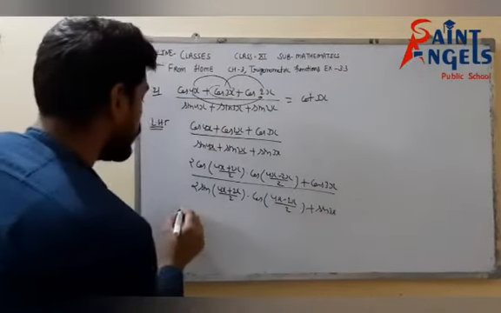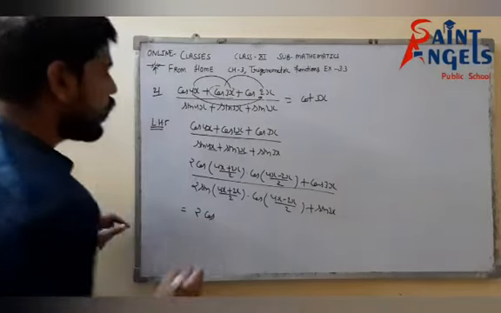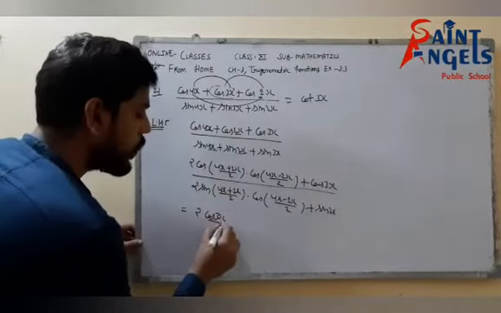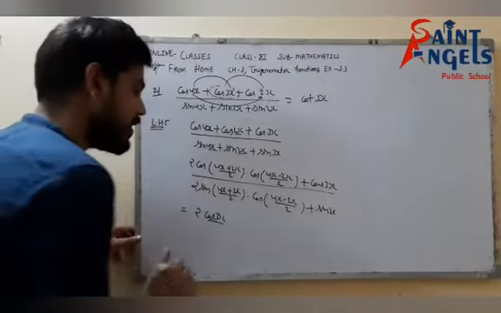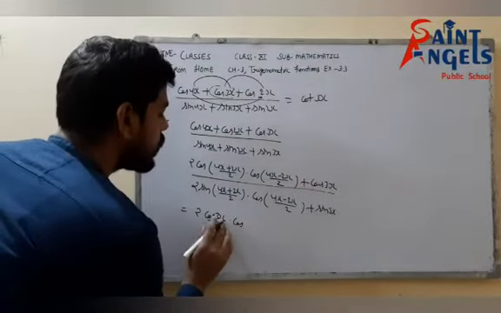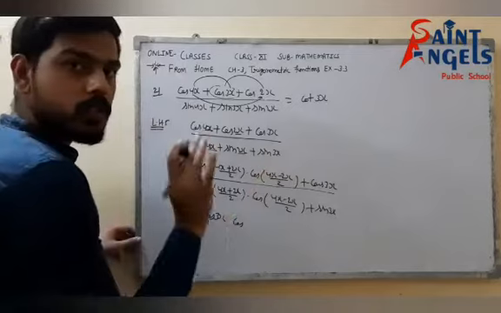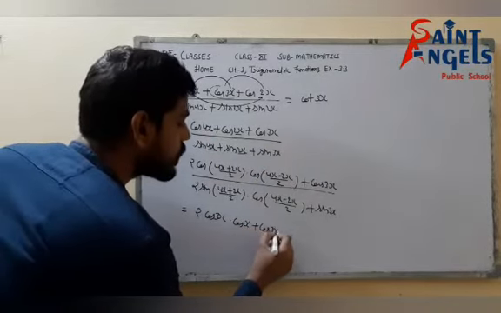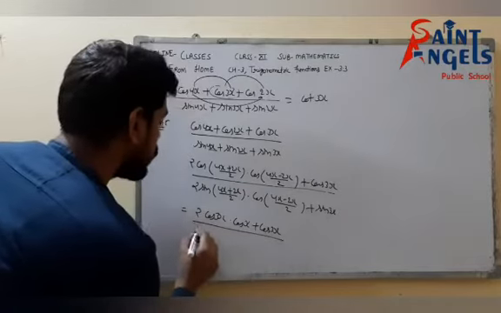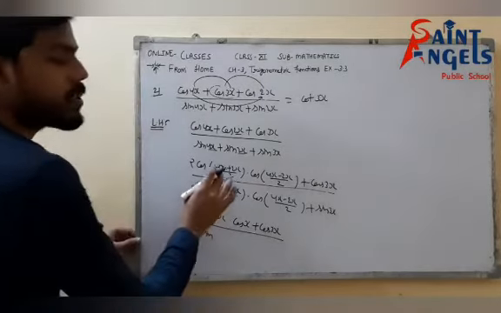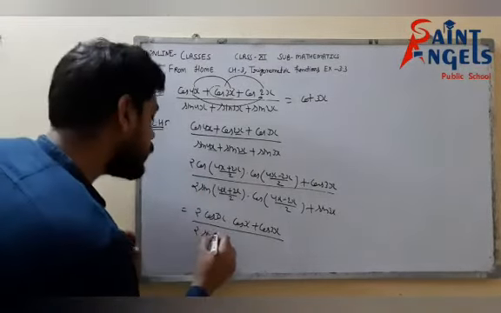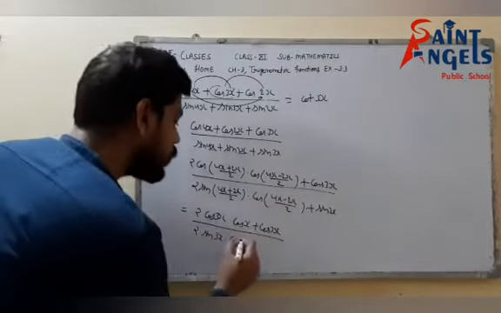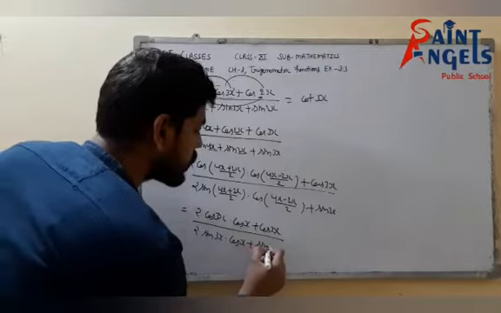So beta, that would be equal to 2 cos (4x plus 2x) which is 6x upon 2, cos 3x. I've got a common cos 3x, into cos (4x minus 2x), 2x upon 2, which means simply cos x, plus cos 3x, upon 2 sin (4x plus 2x), 6x upon 2, 3x, into cos (4x minus 2x), 2x upon 2, only x, plus sin 3x.